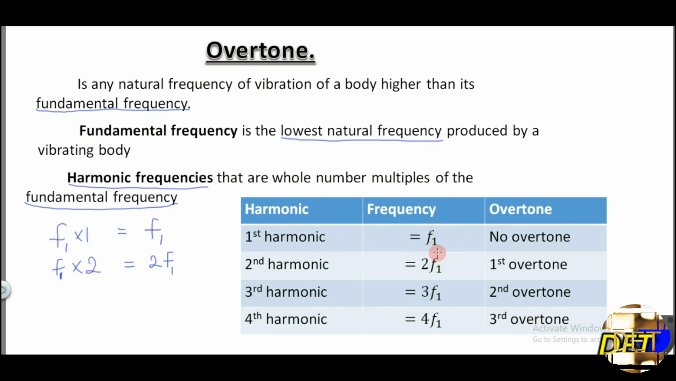So know this relationship, right? First harmonic means there is no overtone. Second harmonic is equal to your first overtone. Third harmonic is equal to your second overtone. And your fourth harmonic is equal to your third overtone, right?